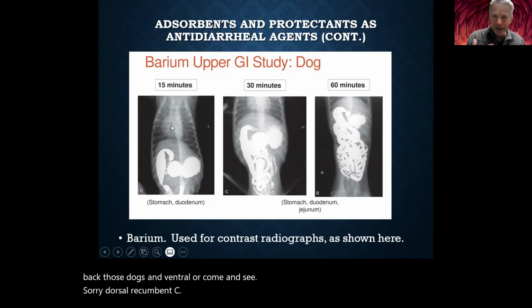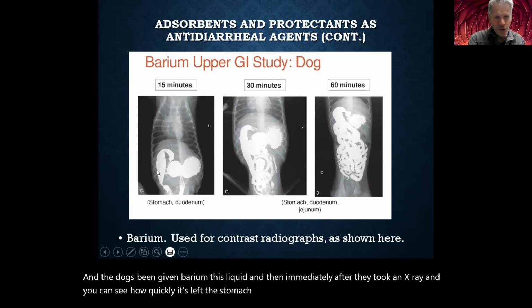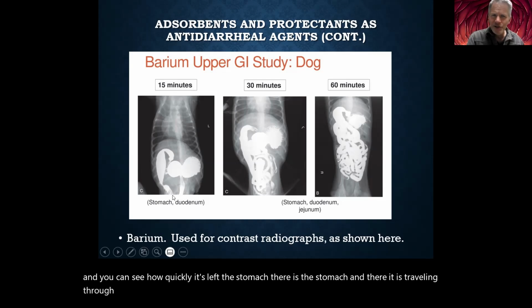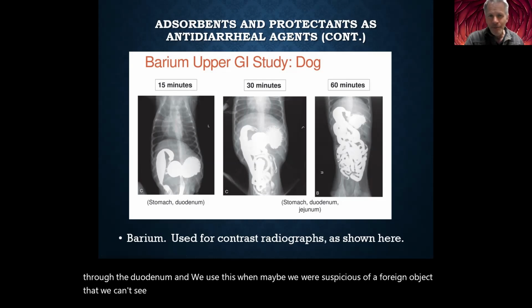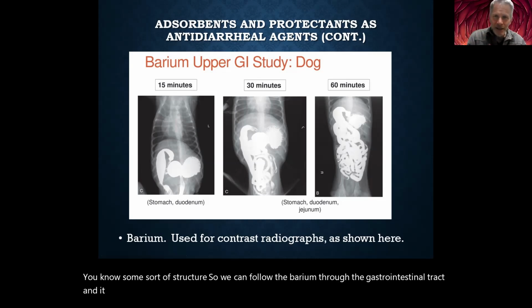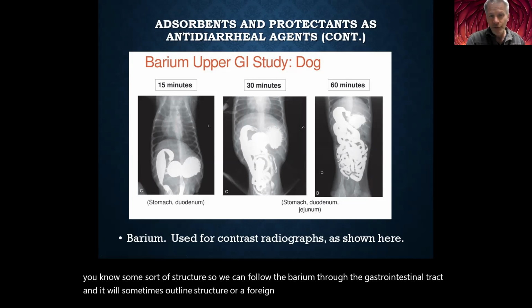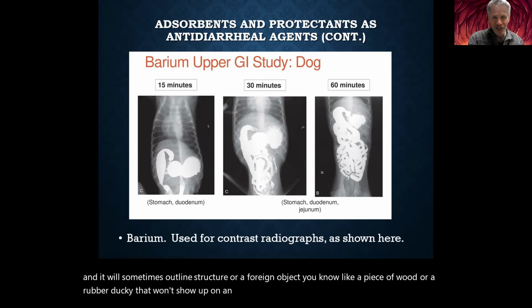And the dog's been given barium, this liquid, and then immediately after they took an X-ray, and you can see how quickly it's left the stomach. There's the stomach, and there it is traveling through the duodenum. We use this when maybe we're suspicious of a foreign object that we can't see. Maybe there's a tumor, maybe there's some sort of a stricture. So we can follow the barium through the gastrointestinal tract, and it'll sometimes outline a stricture or a foreign object, like a piece of wood or a rubber ducky. That won't show up on an X-ray, but we may be able to see it with barium.